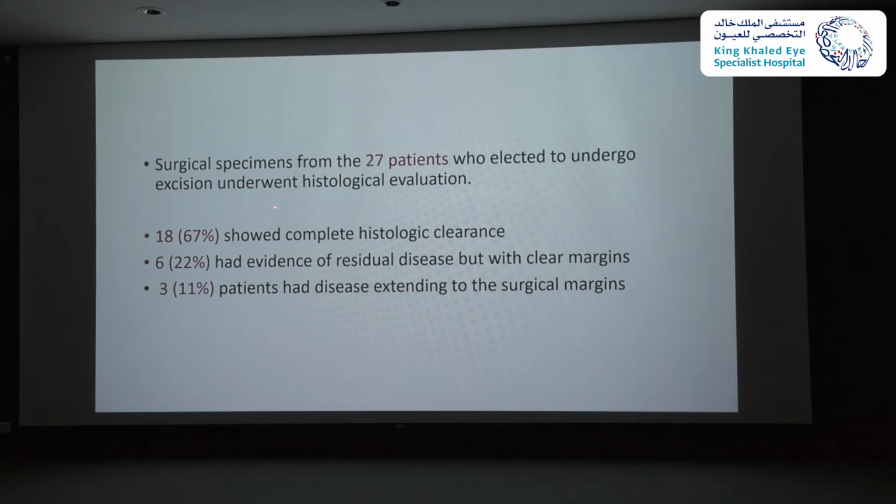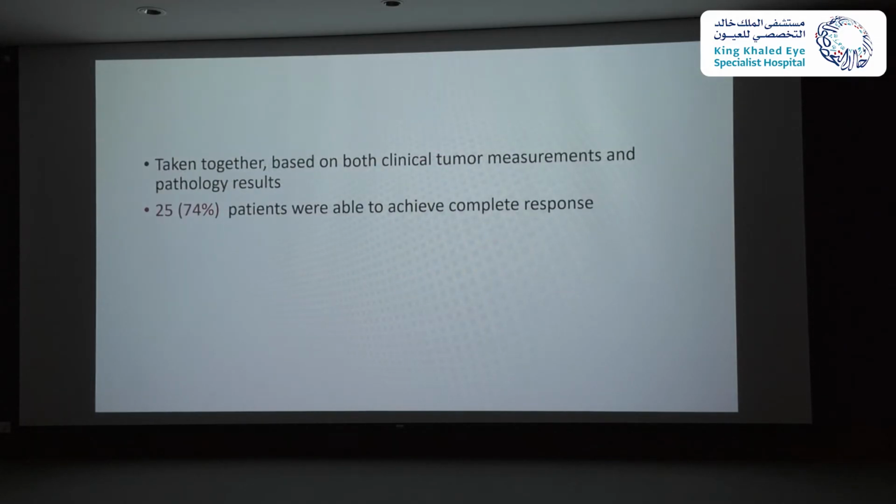So the surgical specimen from the 27 patients who elected to undergo excision underwent histological evaluation. 67% achieved complete histological clearance, 22% had residual disease but with a clear margin, and 11% had disease extending to the surgical margin. So taken together, you have 25 patients, or 37% of patients, who were able to achieve complete response.